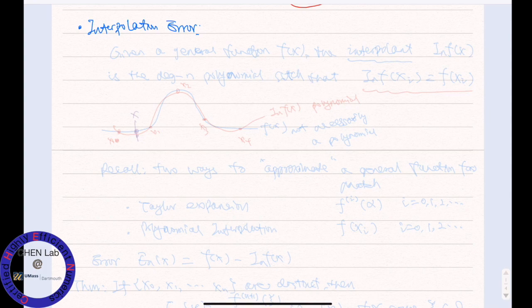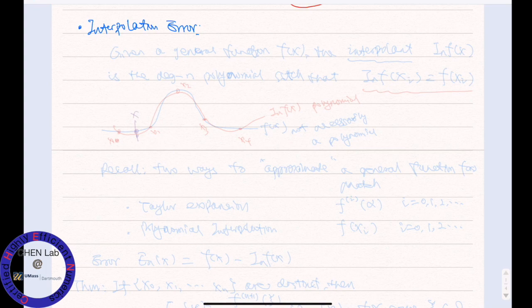You should think of that as related to here. Remember when we reviewed Taylor expansion, we replaced f by a polynomial, but we matched the value and the derivative and second derivative and so on and so forth. We keep matching more and more at that point, alpha. We match the derivative, we match the second derivative, and so on.